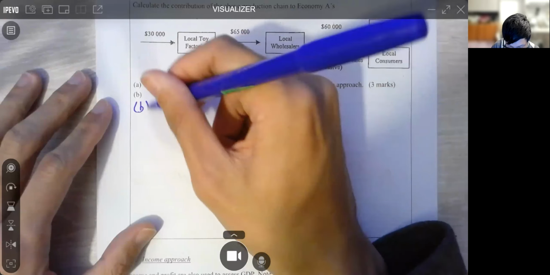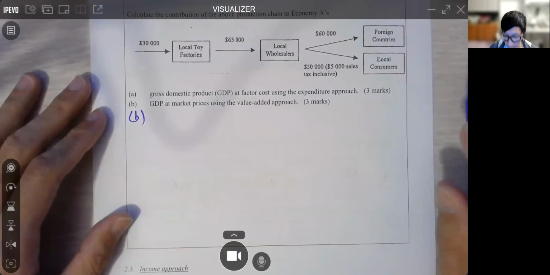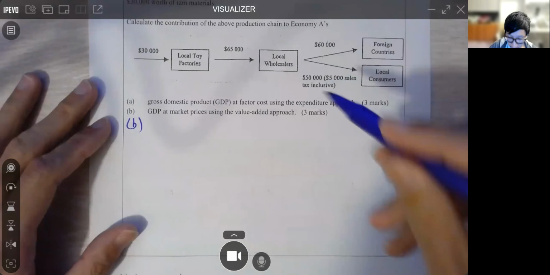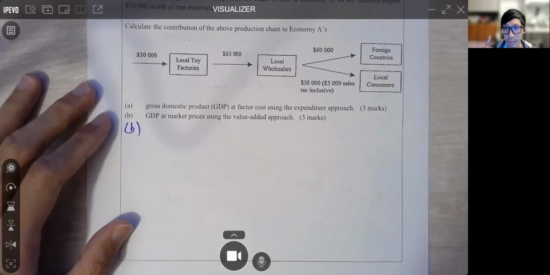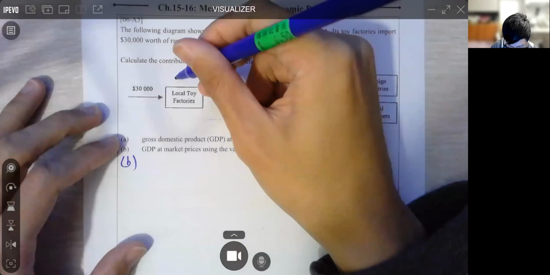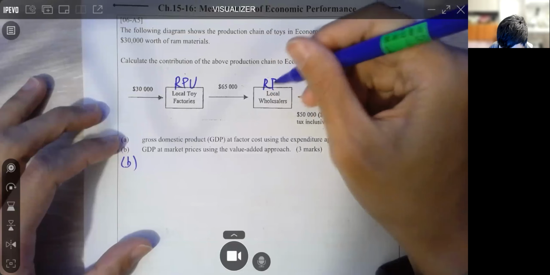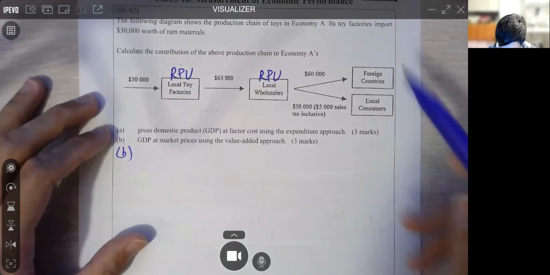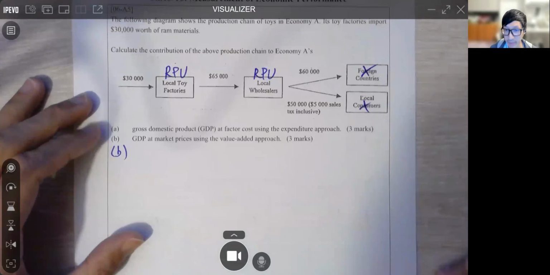Now, part B, the value added approach at market price, okay? Remember, all of these are market price. So, we just need to deal with the RPU. Who are the RPUs? Local toy factories. RPU, local, right? Local wholesaler, RPU, okay? And here, consumer, none of our business. Foreign, none of our business.